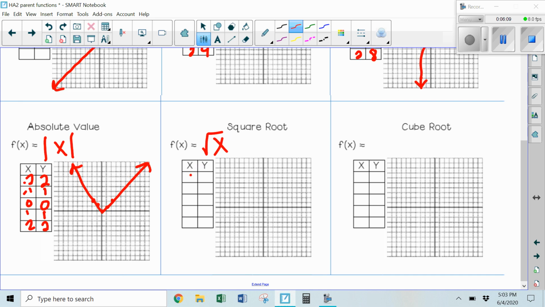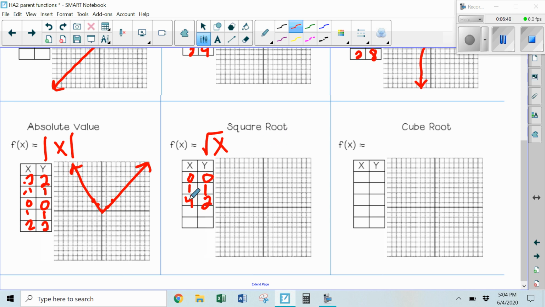Let's start with 0. What's the square root of 0? 0. What is the square root of 1? 1. What's the square root of 2? I don't know the square root of 2. That's going to be a decimal, and I don't want to graph any decimals. How about 3? I don't know square root of 3. Do I know square root of 4? Yeah, I do. So let's go ahead and jump to 4. Square root of 4 is 2.